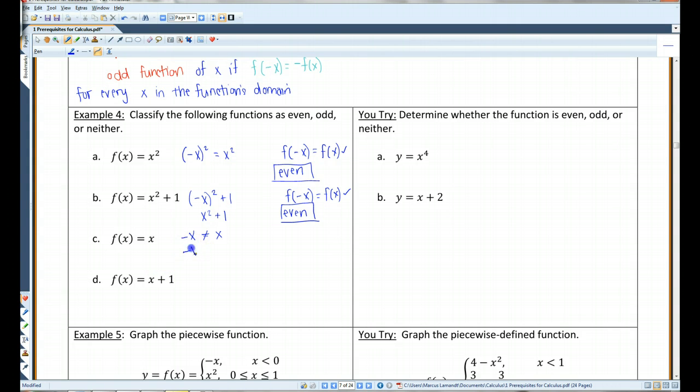Now let's try this. Negative x, if I were to multiply a negative sign by everything in the function, which in this case is just x, these two are equal to each other. So f of negative x does in fact equal negative f of x. So it's odd.